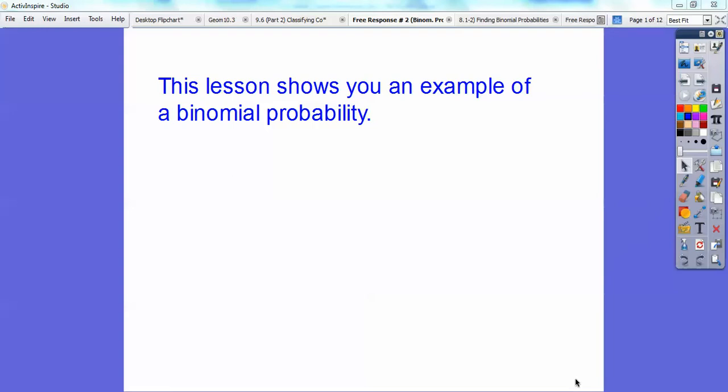So this quick free response one is an example of how to use a binomial probability, and we're going to show you how to do this on a TI calculator.